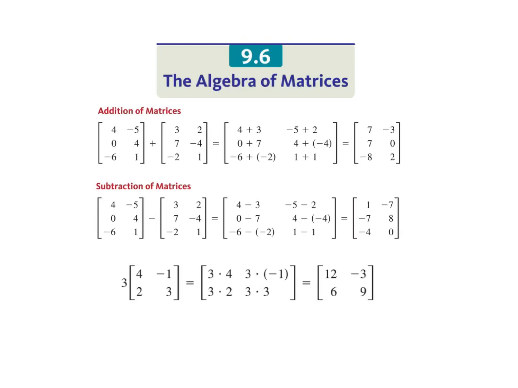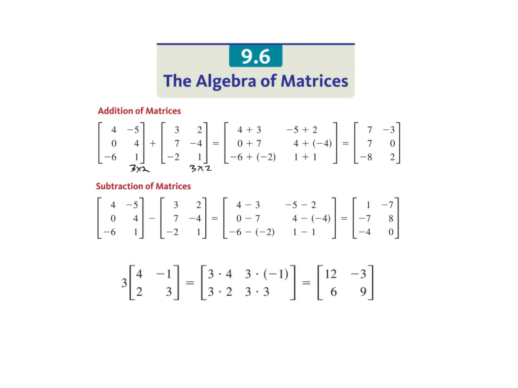Welcome to 9.6, the algebra of matrices. So basically, adding and subtracting and multiplying matrices together. So here's the key about what you want to do. You name these by rows and columns. So this is a 3 by 2, 3 rows by 2 columns. This is a 3 by 2.